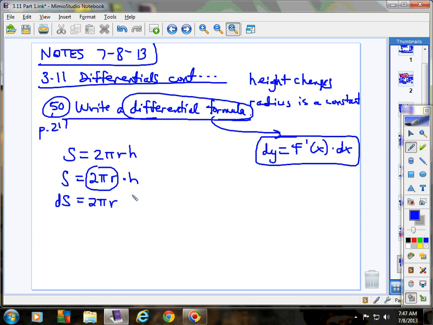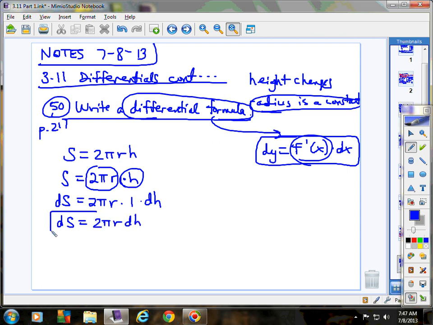Oh, that's representing my constant. So I don't do anything with the r. I don't do the product rule. I don't bring a 1 down and subtract 1. R is a number. That's my only variable. The derivative of h is 1. That's that part. Times d, whatever the variable was. My variable was h. So dh. So my final answer for my differential formula is ds equals 2 pi r dh. Any problems with number 50 before we do another one?